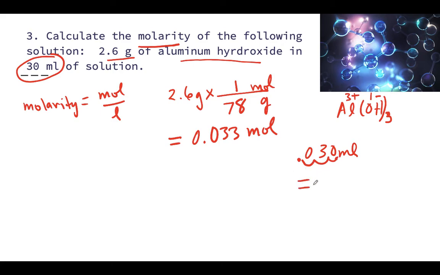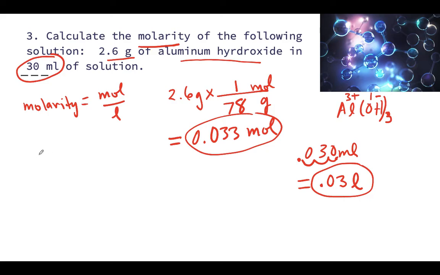Let me write it out so you can see what I mean. If you have 30 milliliters, that is equal to 0.03 liters. So now we have our moles. Now we have our liters. They are ready to put into the equation.